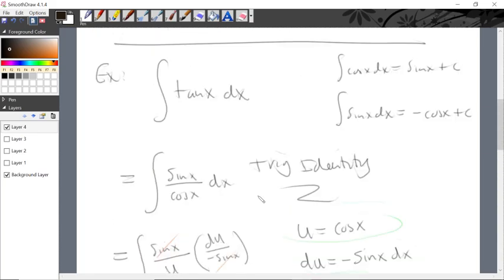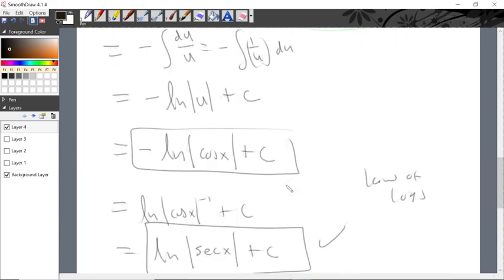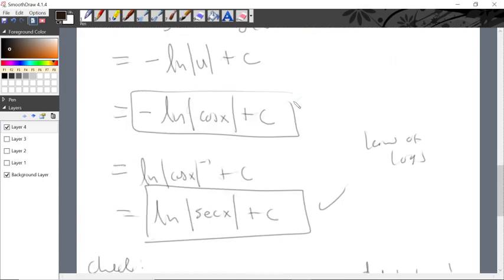So the integral of the tangent of x, through the use of a trigonometric identity and a u substitution, the correct substitution being u equals cosine x, we get either negative natural log of the absolute value of cosine x plus c, or the natural log of the absolute value of the secant of x.